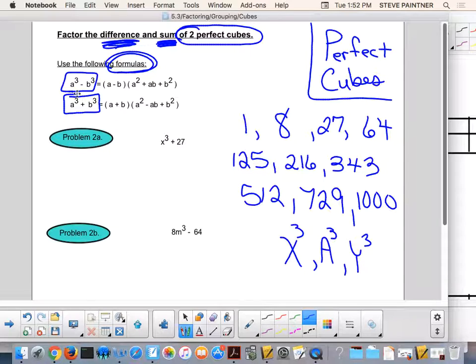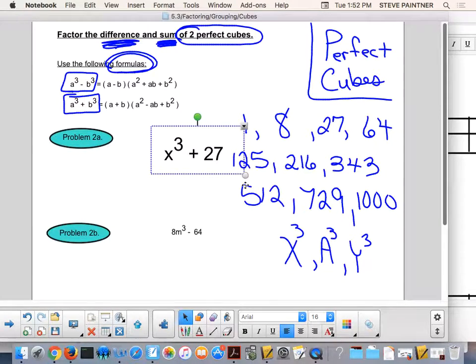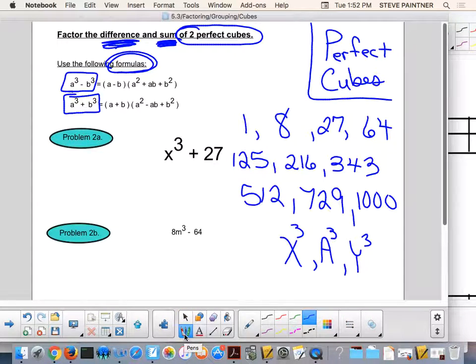Look over here. Do you have the sum of two perfect cubes? Of course you do. That's a perfect cube, and that's a perfect cube. So you should be saying to yourself, if I just knew the cube root of these, I got it made. What's the cube root of this one? X. So the letter A becomes X. You know what B becomes? 3. 3 times 3 times 3 is 27. X times X times X is X cubed. Now I have my cube roots.